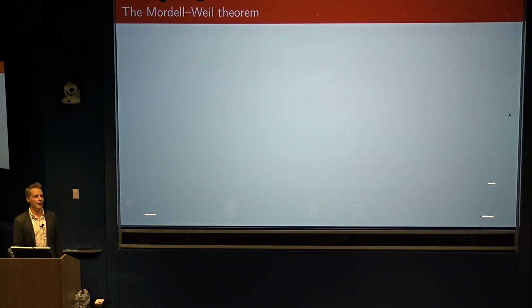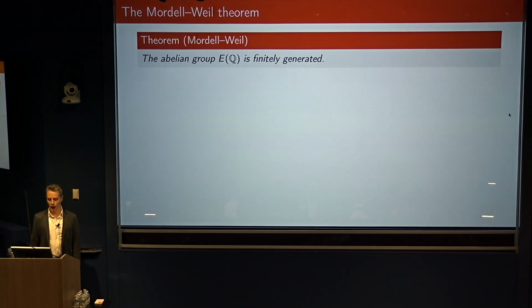Okay, now what can we say about the set of solutions? There's a theorem of Mordell that was generalized by Weil, so we often refer to it as the Mordell-Weil theorem. This abelian group is finitely generated. So concretely, what does that mean?